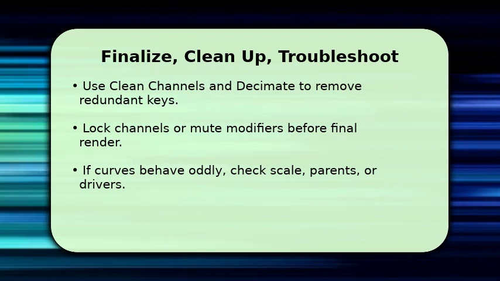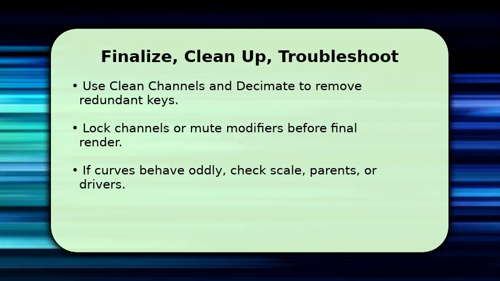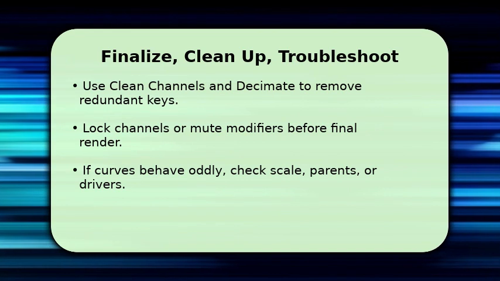This prevents surprises. If values jump or keys ignore edits, check for hidden drivers, object scale mismatches, or parented transforms affecting results. Disconnect or correct those sources. This final pass secures predictable animation and a clean graph editor state.